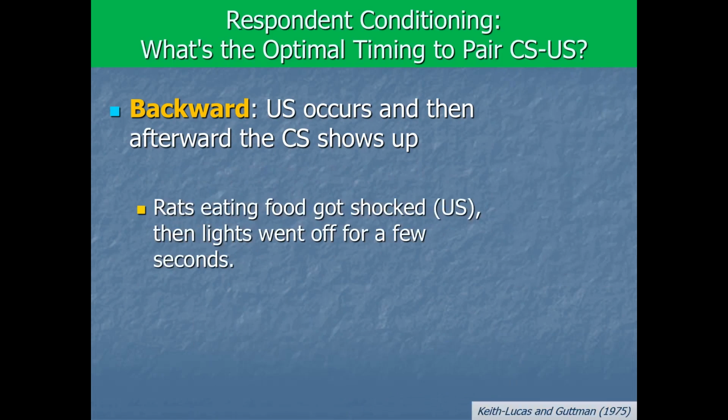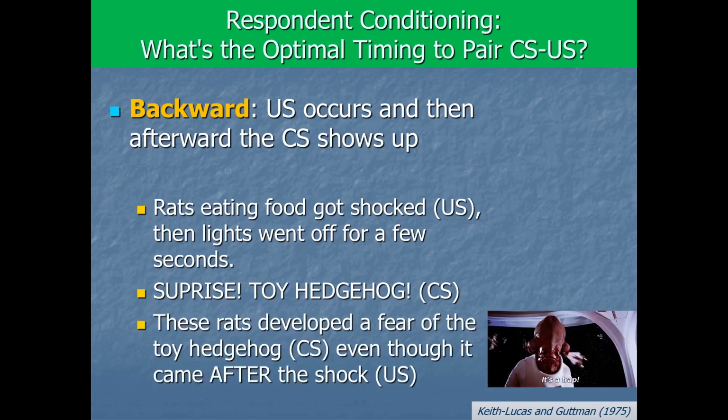So maybe a better example, probably the best example of backward conditioning, comes from laboratory studies that can control stimuli and timing really carefully experimentally. So a classic study in the 70s, they actually had rats just eating food in a chamber. They're just chilling, having a nice snack, when suddenly the rat got shocked, just out of the blue, felt some pain. Afterwards, the lights go off for a few seconds. Then what happens? Surprise! The lights come back on, and a toy hedgehog has been placed in the room. And interestingly, these rats developed a fear of the toy hedgehog, even though the hedgehog didn't predict the shock at all. It actually came after the shock.